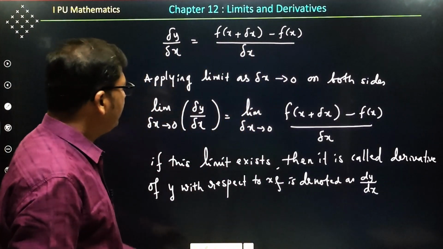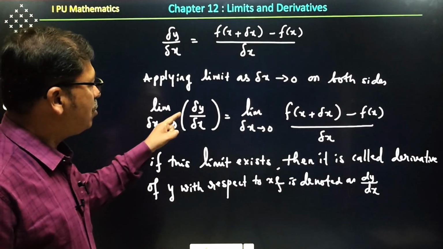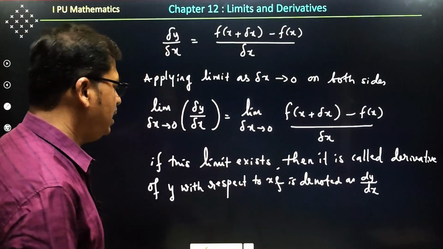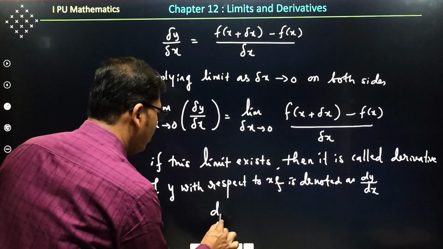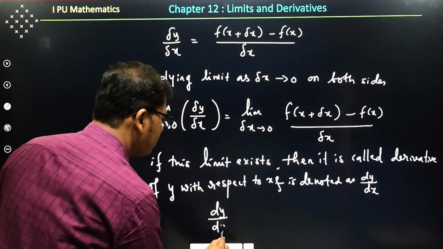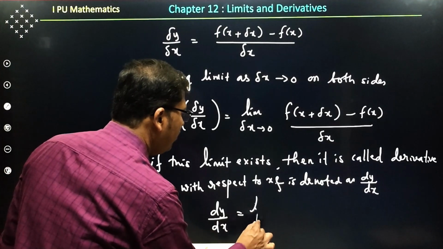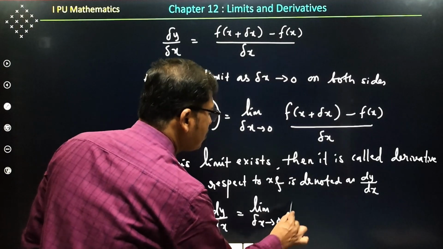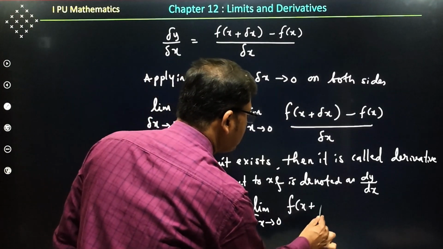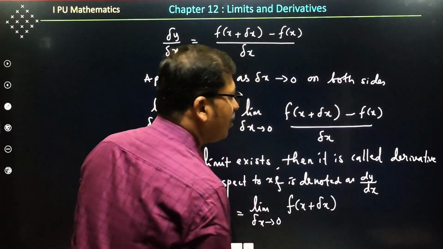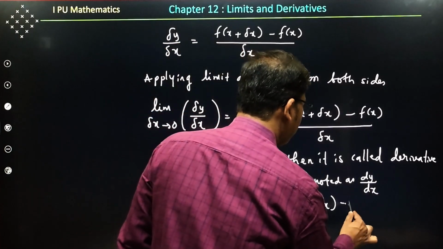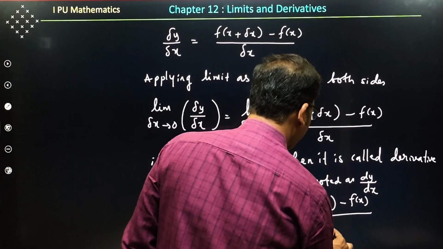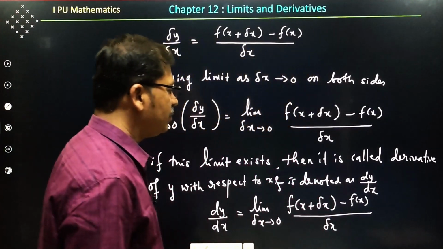That means limit delta x tends to 0 of delta y by delta x is conventionally represented as dy by dx. Hence on the left side you can write dy by dx, and on the right side, limit delta x tends to 0, f of x plus delta x minus f of x, whole divided by delta x.